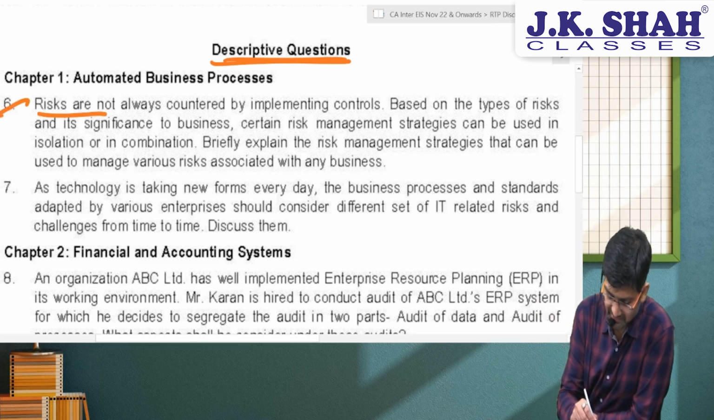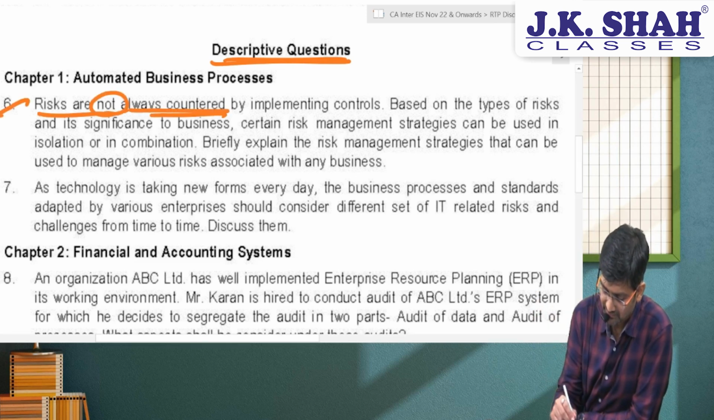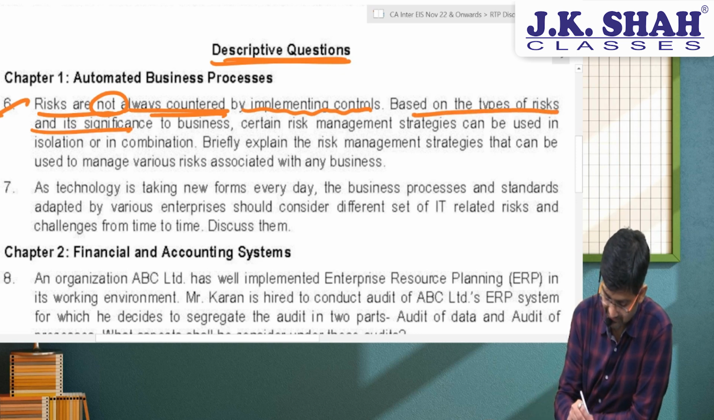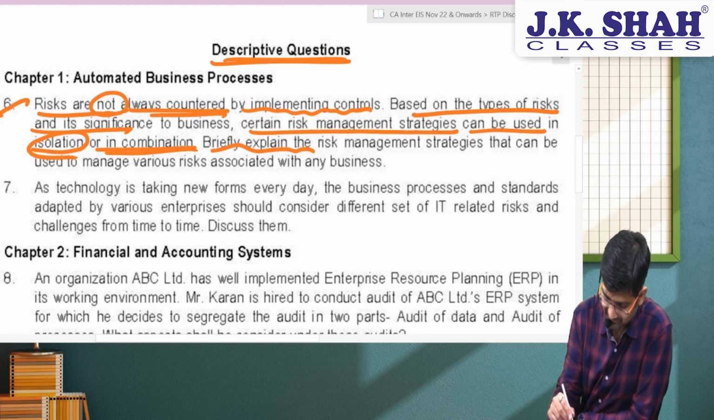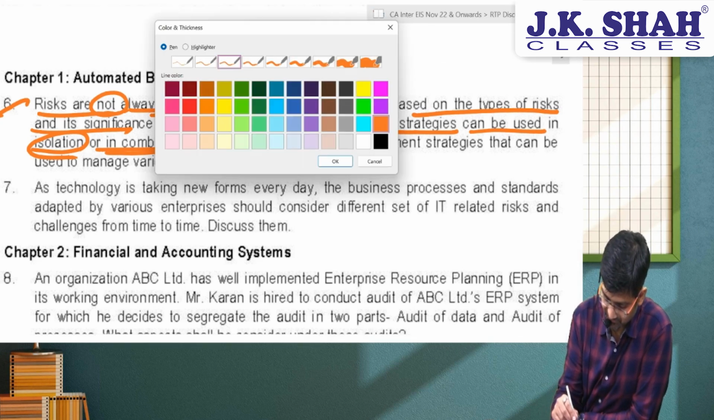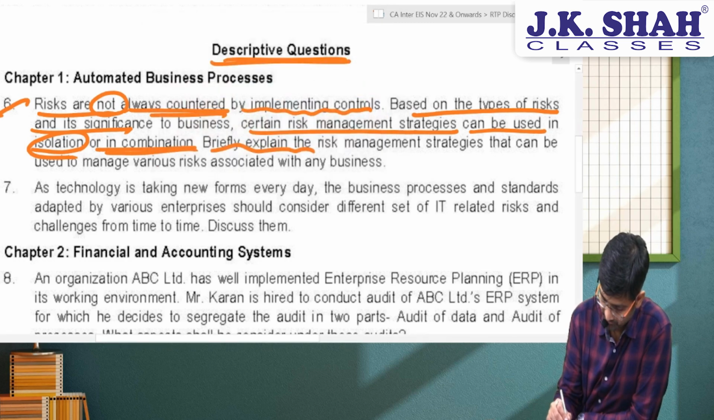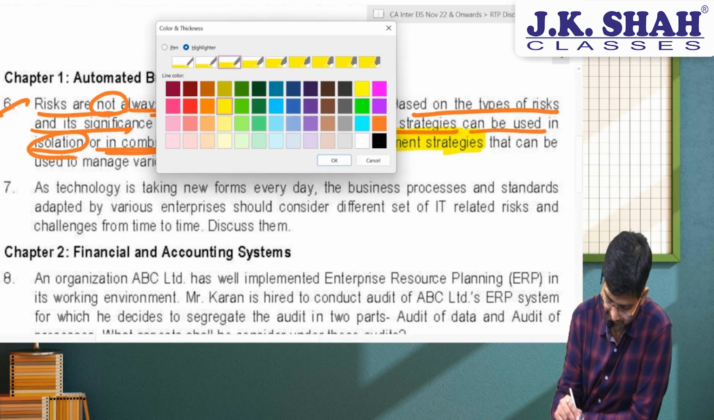Question 6. Risks are not always countered by implementing controls. Based on the type of risk and its significance, certain risk management strategies can be used in isolation or in combination. Briefly explain. I think this should be a very good indicator for us. The risk management strategies.